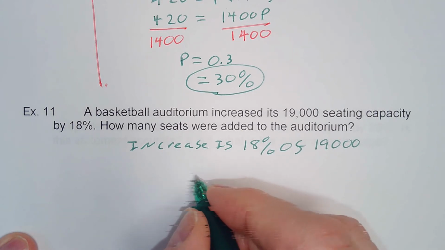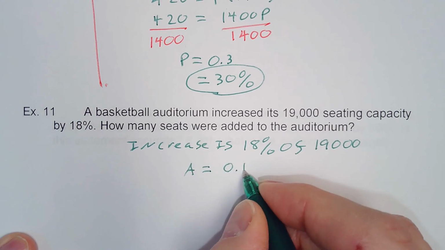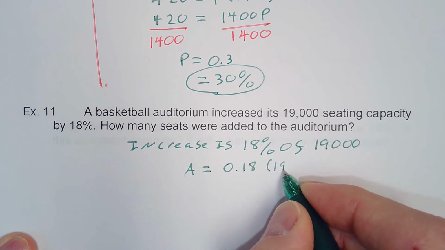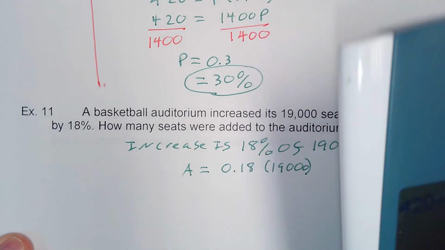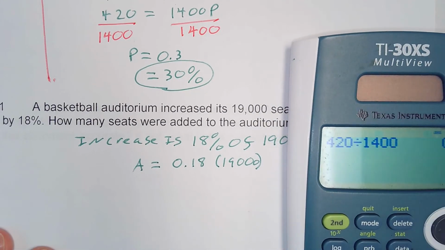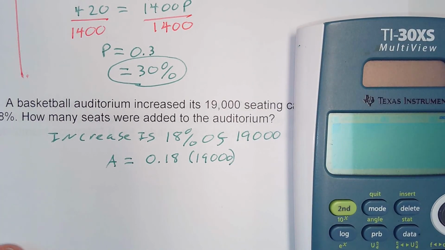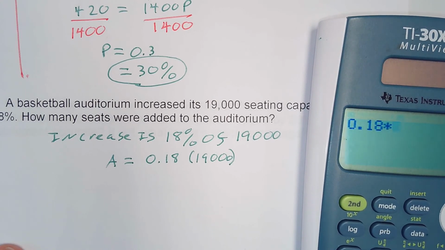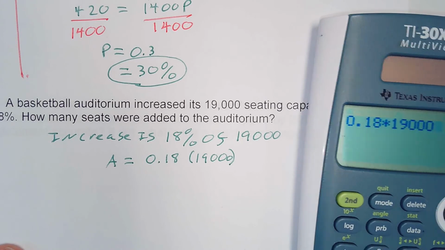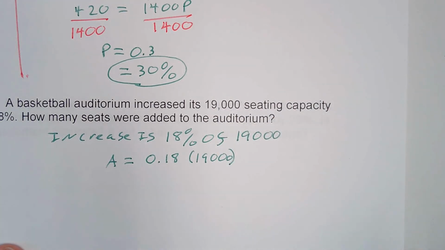So that increase, which I'll call A, equals, write the 18% as a decimal, times 19,000. So let's do the math. Let's let the calculator do the math. Hit enter. That'd be 3,420 seats.